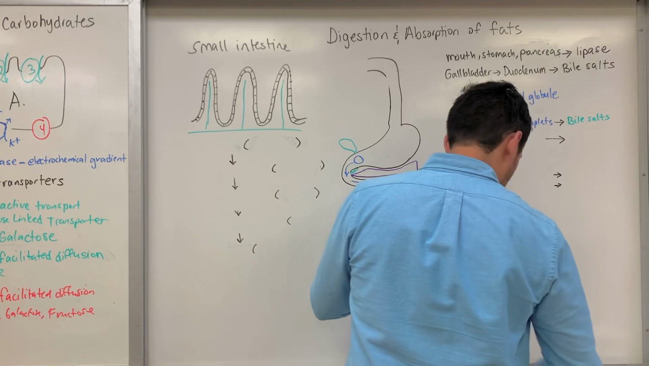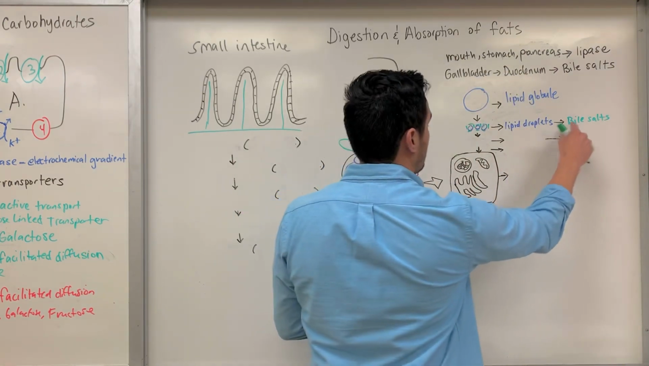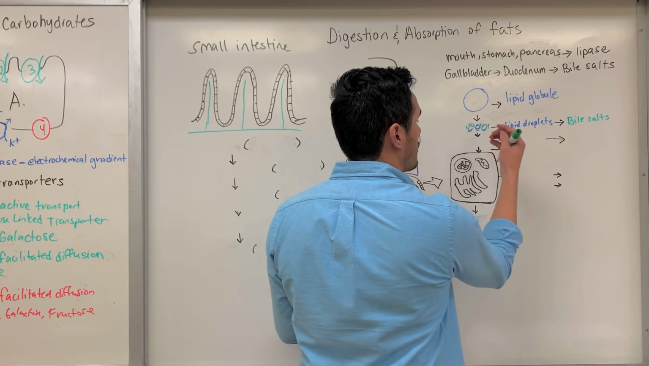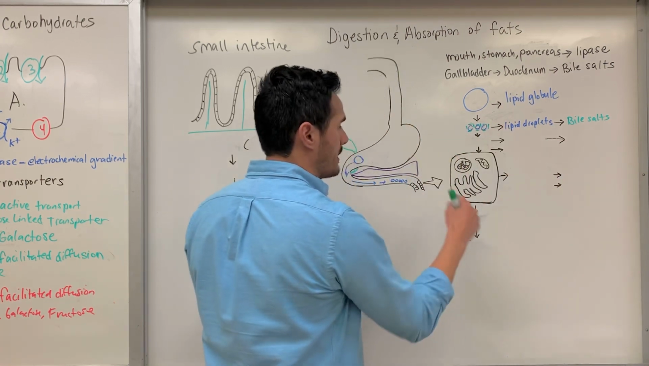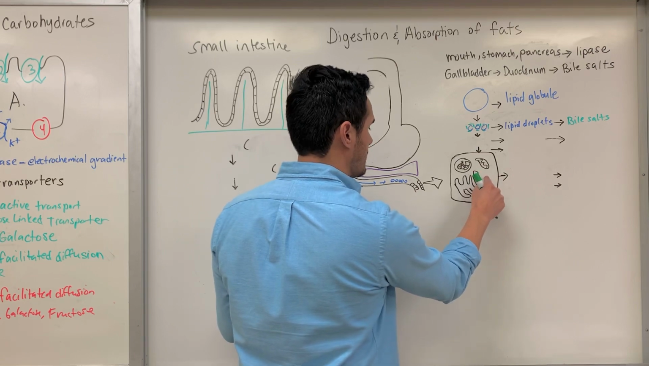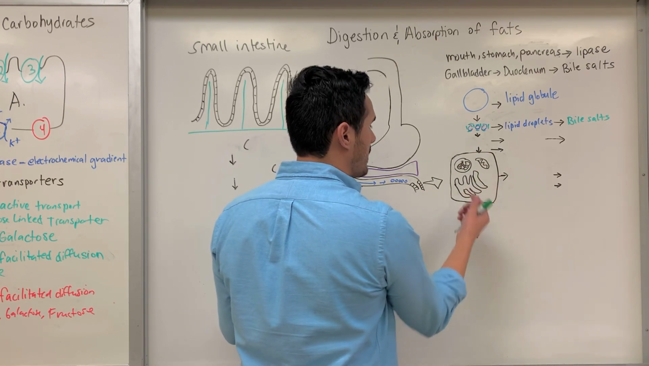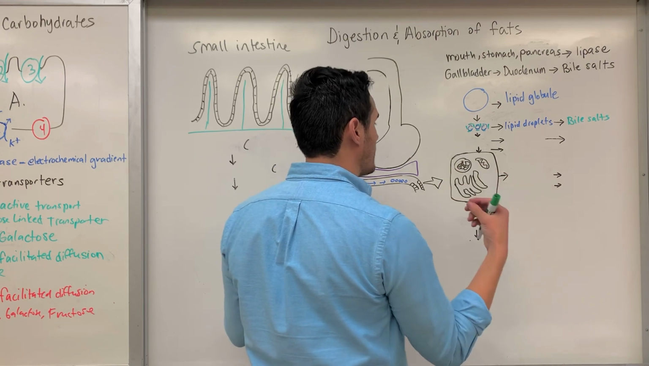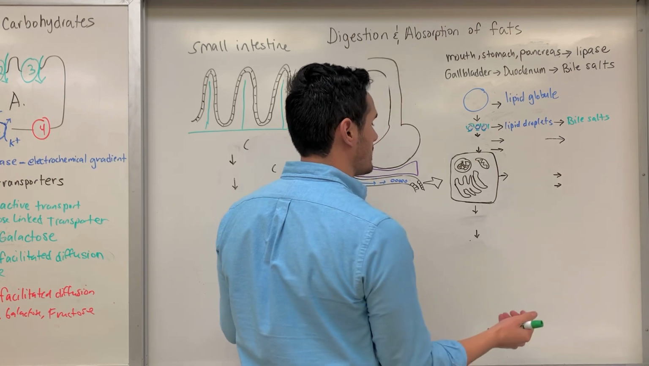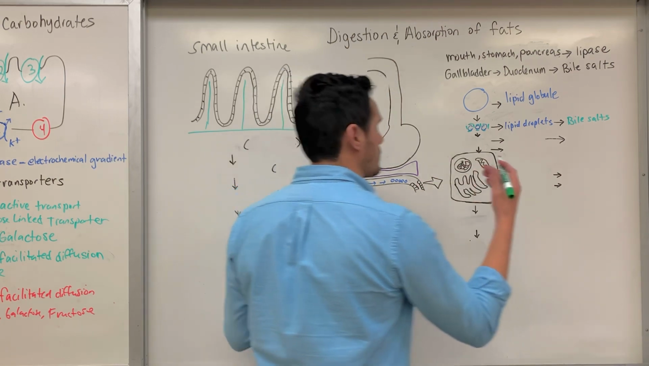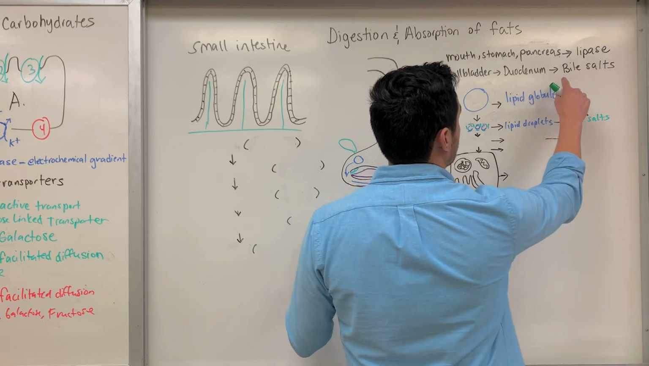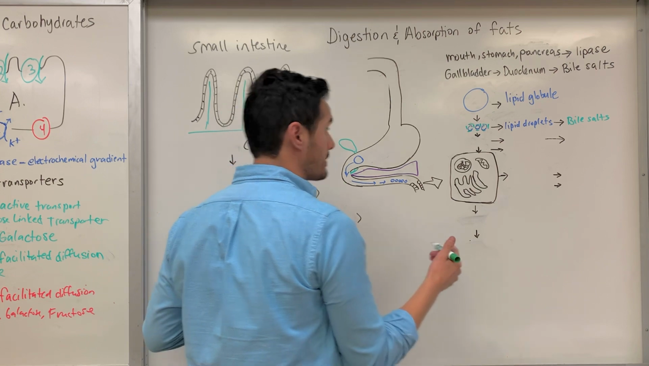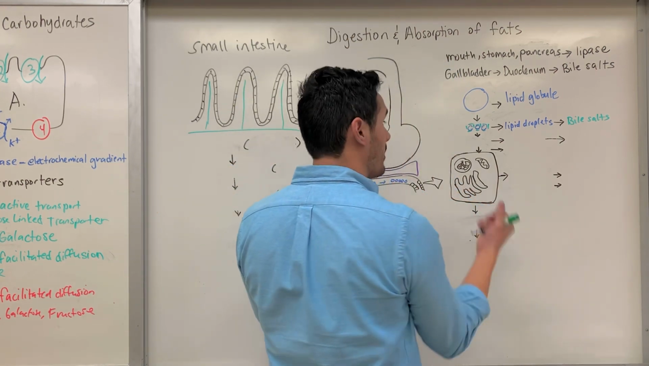Okay, so now that we have these small lipid droplets, we need to get the contents that are inside of these droplets out. We have to get them into the enterocyte, or this intestinal cell, because we're trying to absorb the triglycerides and the cholesterol in order for it to get processed. And this is where the lipase comes into play. Remember once again that lipase was secreted by the pancreas, so it gets released into the duodenum from the pancreas.